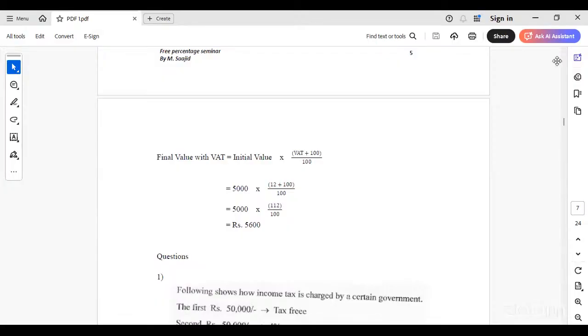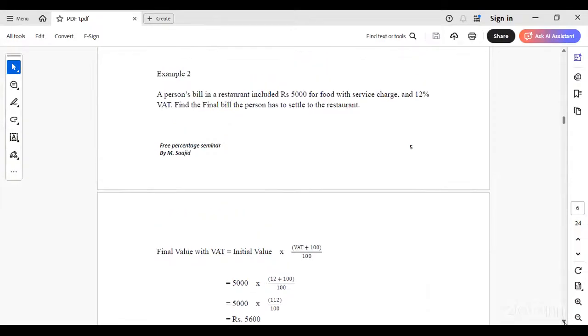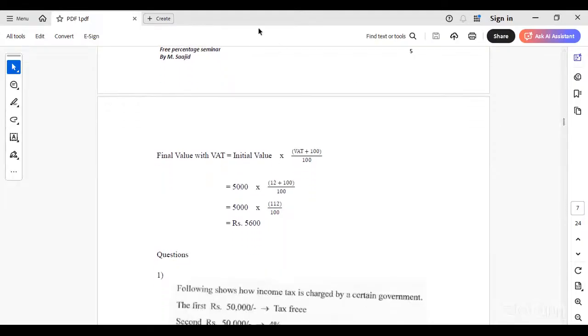Here they say the bill price is how much? It's 5,000, right? Yes, it's 5,000, times the VAT percentage, which they have said as 12%. So here VAT is 12 plus 100 over 100. You can simplify this and get the answer as 5,600. So this is the amount that the person has to pay for the bill with the VAT. The final value with the VAT is 5,600. I hope that you understood these two examples.